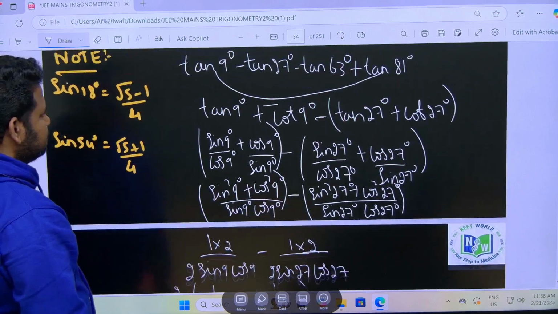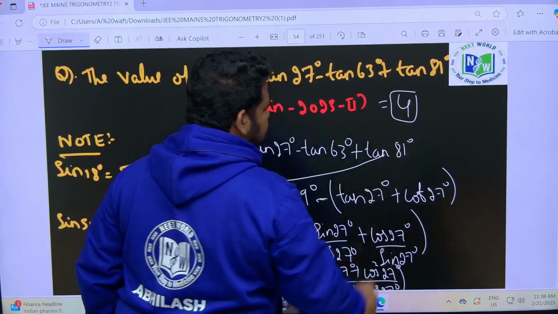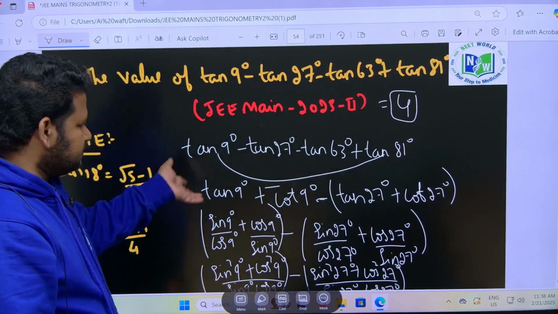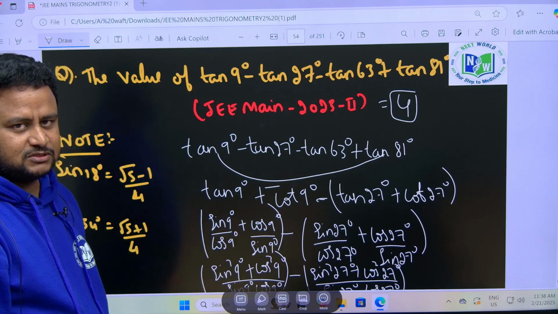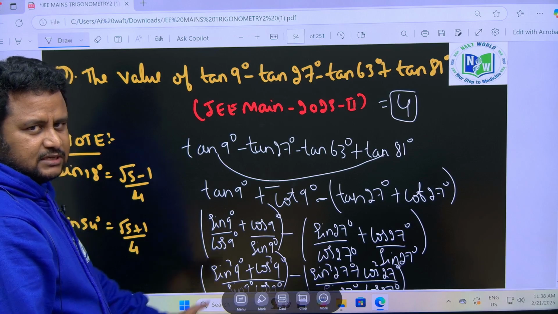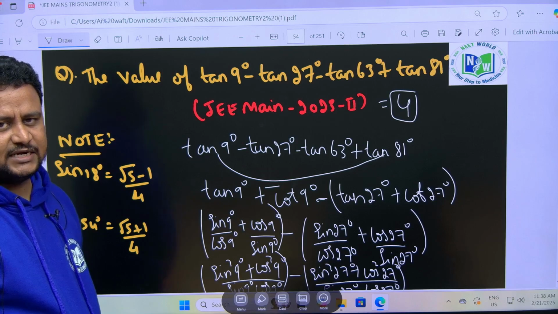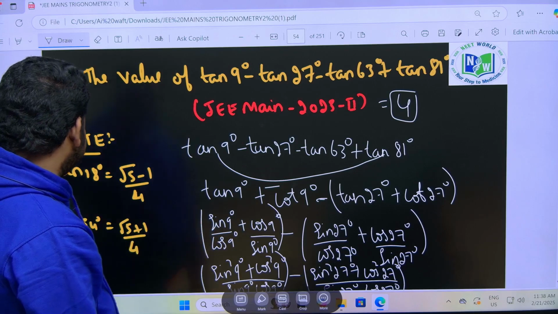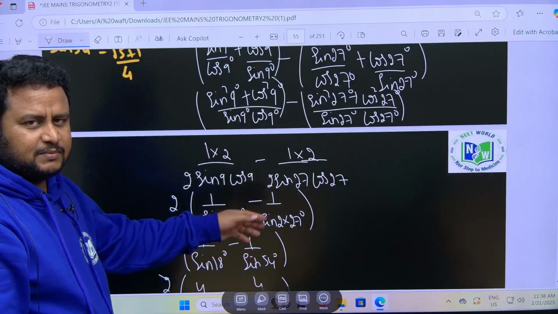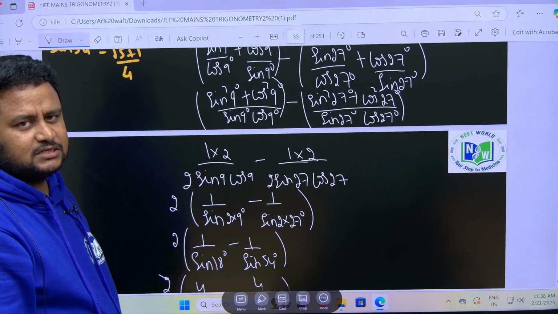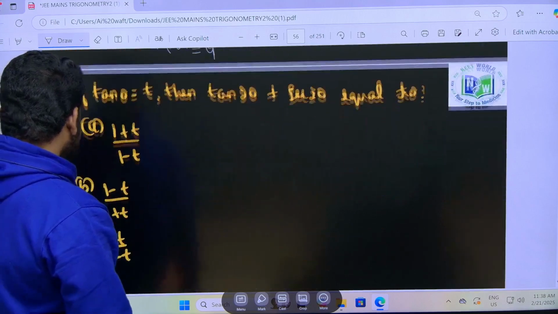So the correct answer to this question is 4, friends. Okay, got it? This is how we solve this question. First you pair the complementaries, then convert to sin and cos, then you will get sin square theta plus cos square theta divided by sin A cos A. Multiply numerator and denominator by 2, you will get 2 sin A cos A, so sin 2A. That's it. You will get 1 by sin 18 minus 1 by sin 54. Sin 18 is root 5 minus 1 by 4. Sin 54 is root 5 plus 1 by 4. To manipulate that, you will get it.